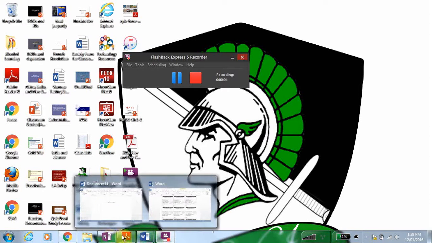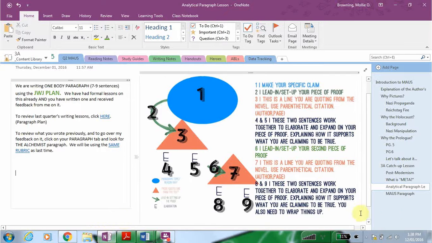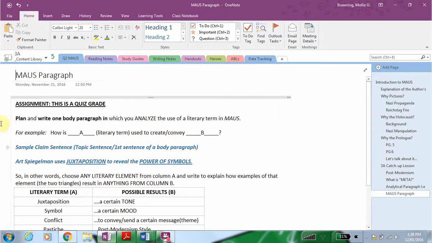Okay, so we are going to review the paragraph plan. First thing, let's look at our assignment. The assignment says plan and write one body paragraph in which you analyze the use of a literary term in MAUS. So that means I am only using MAUS. I am analyzing the use of literary terms in MAUS. I'm not going to any outside sources. I'm not Googling. This is the teacher seeing what I can analyze. What commentary can I personally make that shows that I am able to see beyond just the plot line?